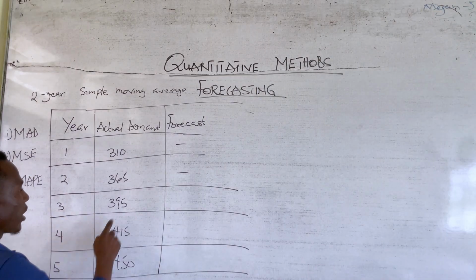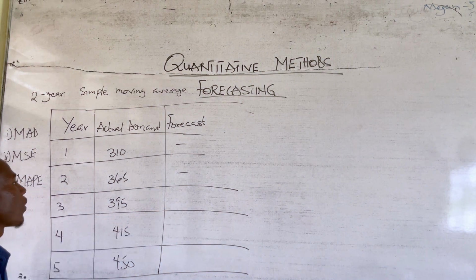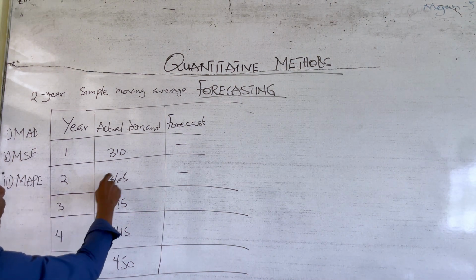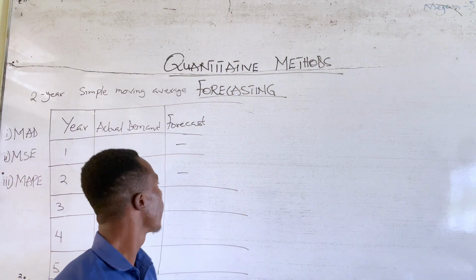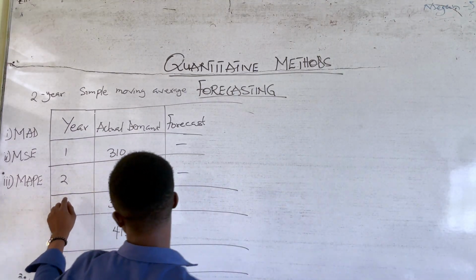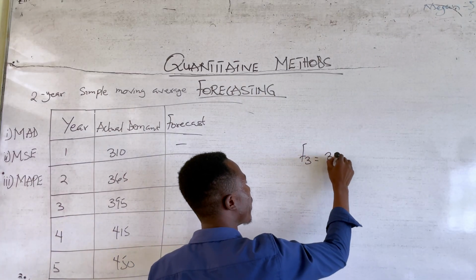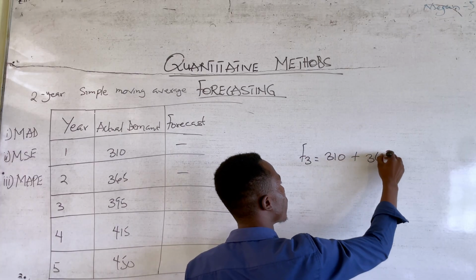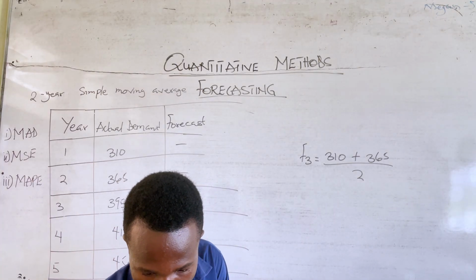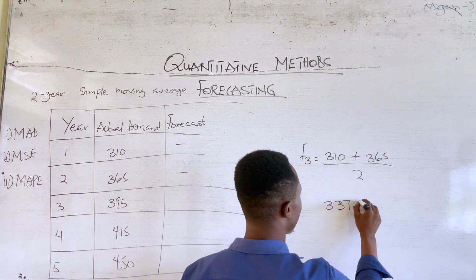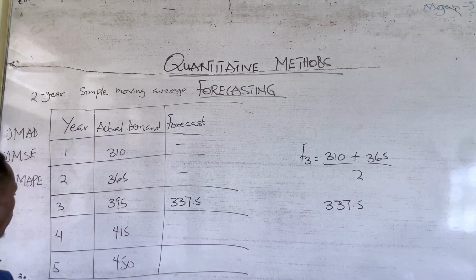Okay. Then when you come to the third period, you see you have two past periods. So you can predict it, right? And so how do you predict for the two past years? That is their summation over 2. Okay. So we say the forecast for the third period, F is equal to 310 plus 365 over 2. Okay, so 337.5.